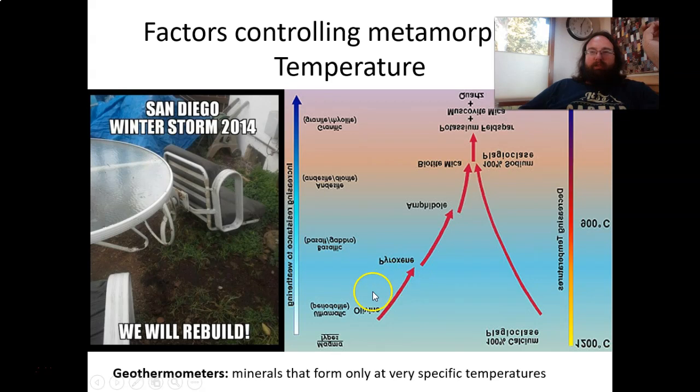And so we can call some of these minerals that we've seen earlier in the lesson geothermometers, because they are very indicative of what temperature a rock was at. And when you see them in a metamorphic rock, you can be very sure of the temperature that rock formed at, just from the presence of those minerals.